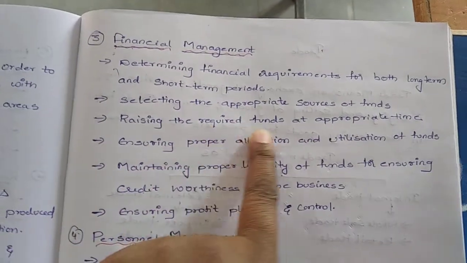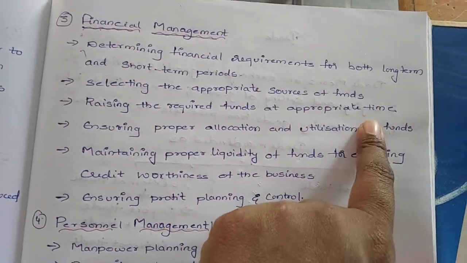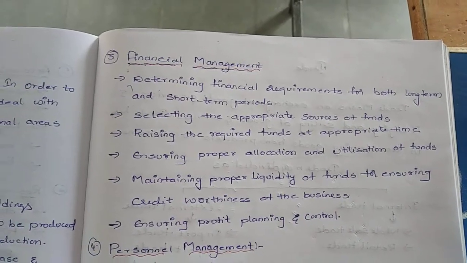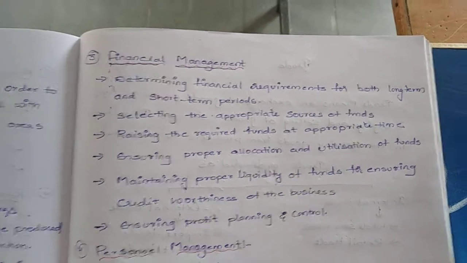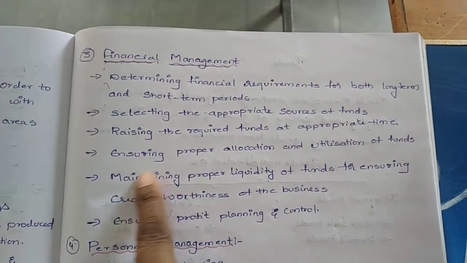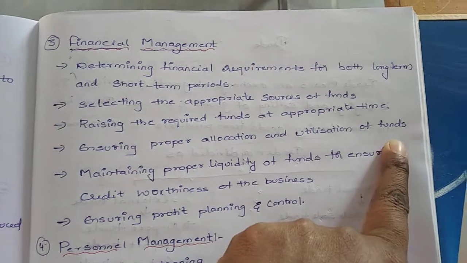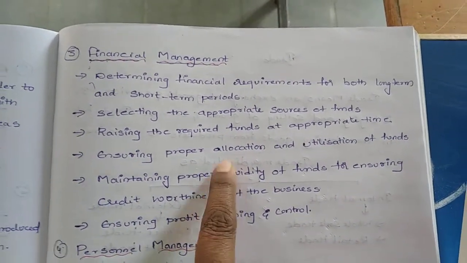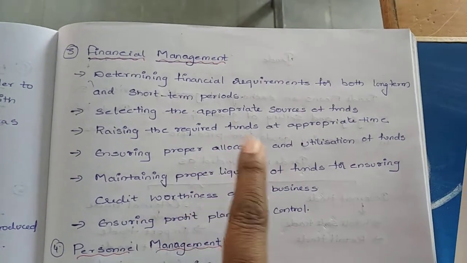Next, raising the required funds at the appropriate time. Nothing but the funds which we are having, those funds should be used at the appropriate time. Unnecessarily we should not use those funds. As per the requirement we have to use the funds. Next, ensuring proper allocation and utilization of funds. The funds which we are having should be properly allocated, nothing but properly used.